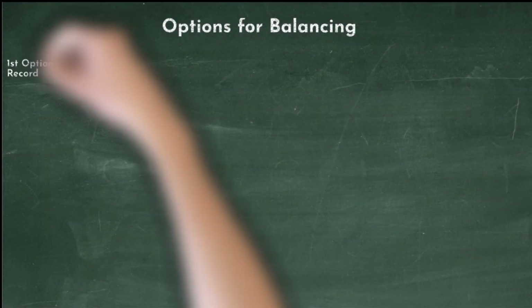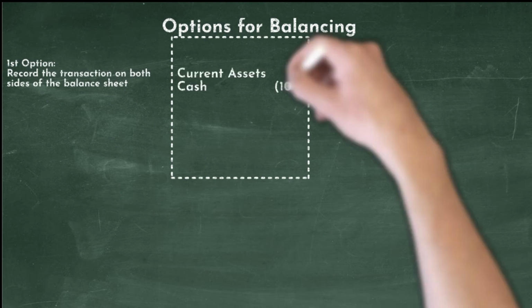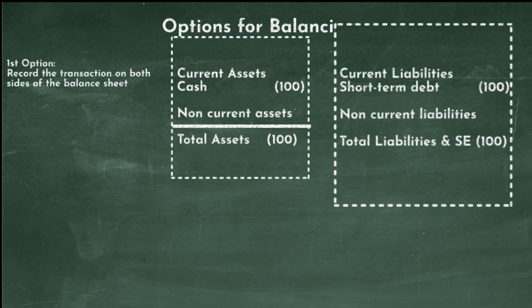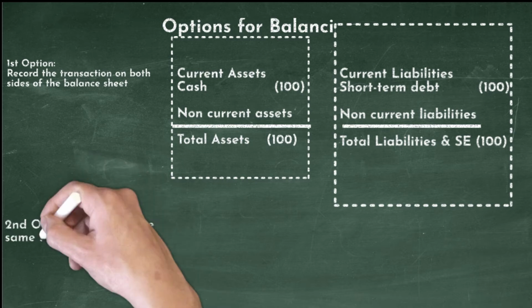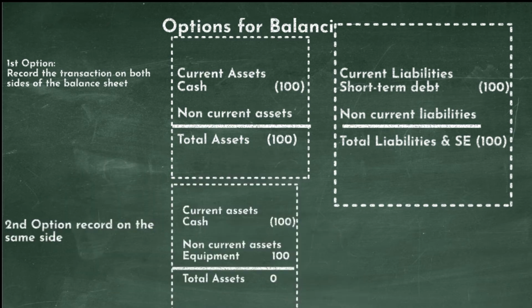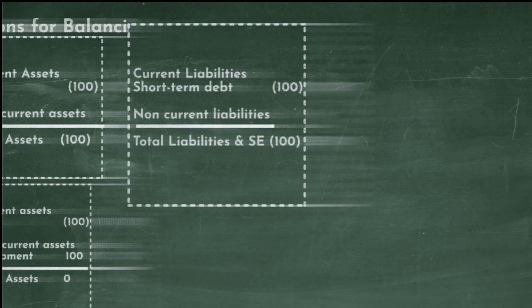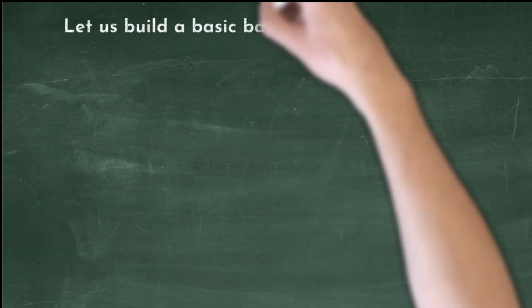But there's two options for balancing. The first option is the one we mentioned about the $100 loan. And a second option is keeping everything on one side. So if we buy equipment for $100, we have minus $100 and the equipment 100 positive, which is zero.